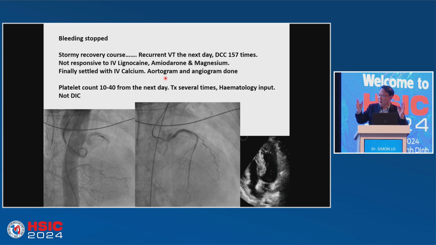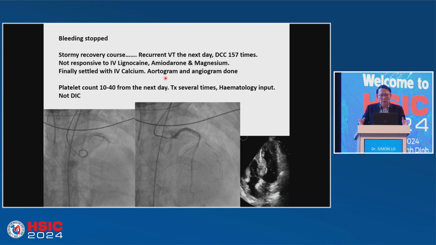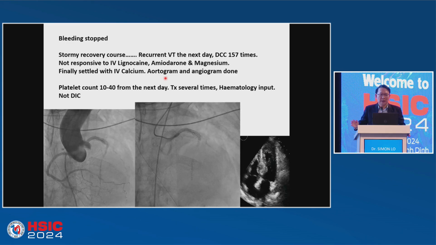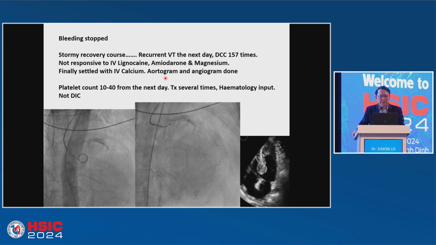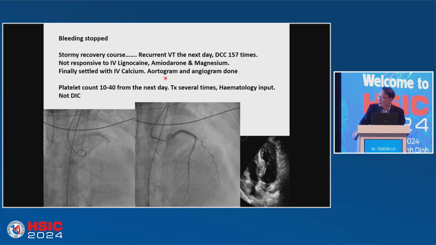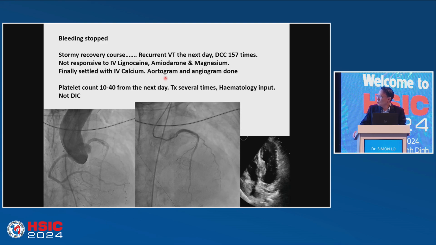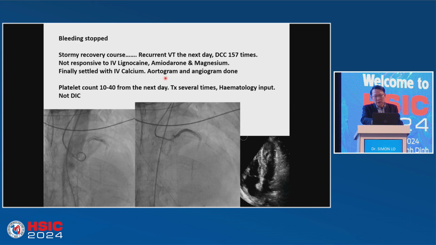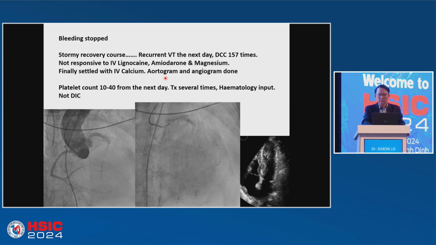I didn't know that. In fact, it was a long shot in the dark. I said, just give her some calcium and see. Wow, the calcium actually stabilized her VT, okay? And I did an aortogram and angiogram. I did an aortogram just to have a look at the right coronary artery, and I selectively intubated the left coronary, and the left coronary now looks okay. And the echo, you can see now, has no pericardial effusion, okay?